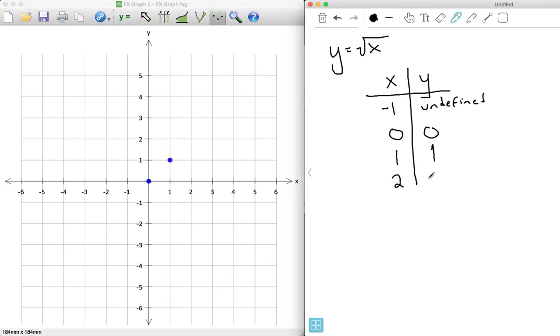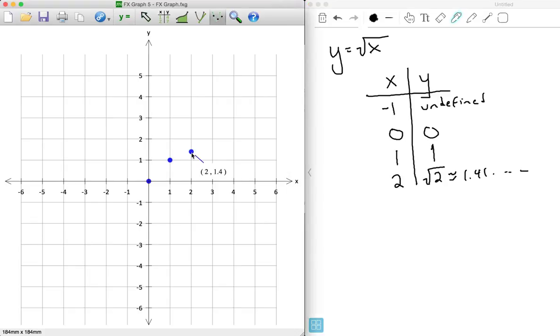The problem with picking 2 is I get the square root of 2, which is approximately 1.41, but that is a decimal number that keeps going. It's hard to put that point exactly in the right place on here. I'll give it a shot. Right about there is 1.4. When I graph this function, you'll see exactly where it should be.